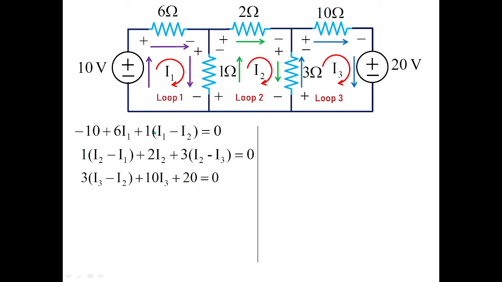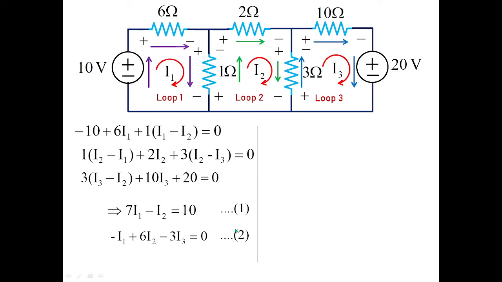So you have to simplify these equations. Then you get this equation: minus 10 plus 6I1 plus 1 times I1 minus I2 equal to 0 will change to 7I1 minus I2 is equal to 10. This I am considering as equation 1, followed by the second equation: 1 times I2 minus I1, plus 2 I2, plus 3 times I2 minus I3, equal to 0. So this goes as minus I1 plus 6 I2 minus 3 I3 is equal to 0.